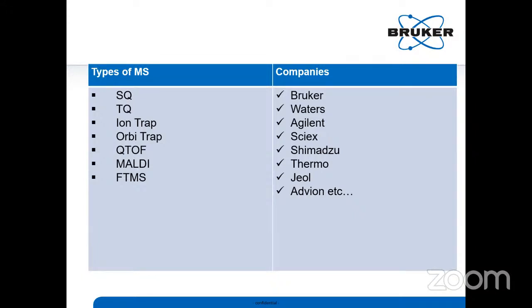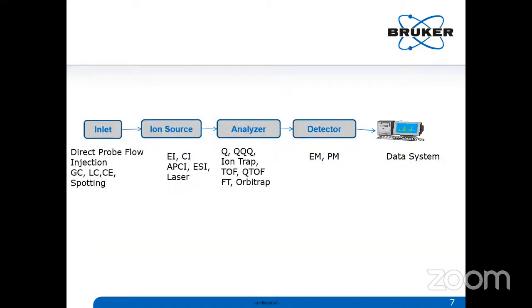On the other side, you can see the different vendors, from Bruker to Waters, Agilent, Sciex, Shimadzu, Thermo, JEOL, Advion. This is the outline of mass spec. In any general mass spec technology, you will have the inlet as the starting position, ion source, analyzer, detector, and data system.